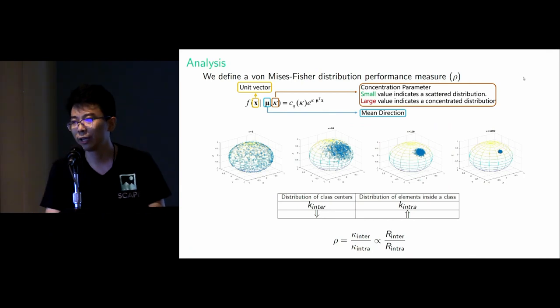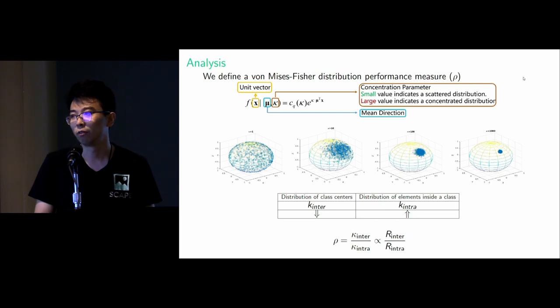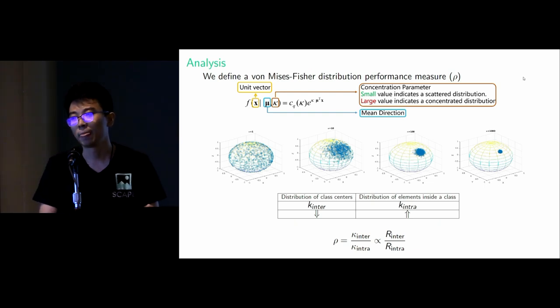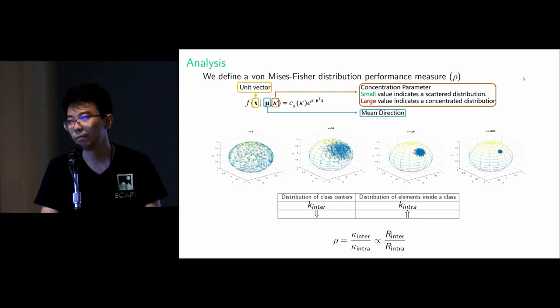To investigate why SOSNet has superior performance, we propose an evaluation protocol based on the von Mises-Fisher distribution. A VMF distribution is for modeling the statistic properties of random points on a unit hypersphere. And we consider it helpful because current state-of-the-art local discriminators are all unit vectors. The mean direction mu and the concentration parameter kappa in a VMF distribution are just analogous to the mean and variance in the Gaussian distribution. And this figure illustrates that a low kappa indicates a scattered distribution, while a high kappa indicates a concentrated distribution.